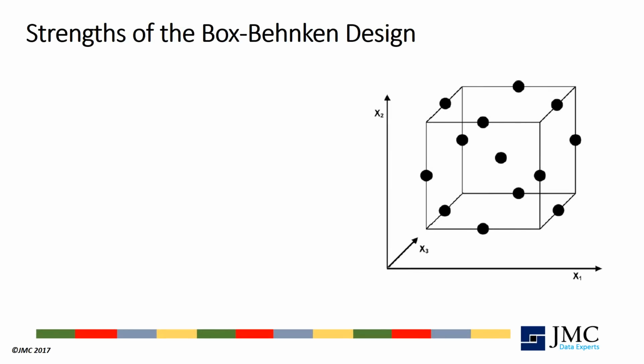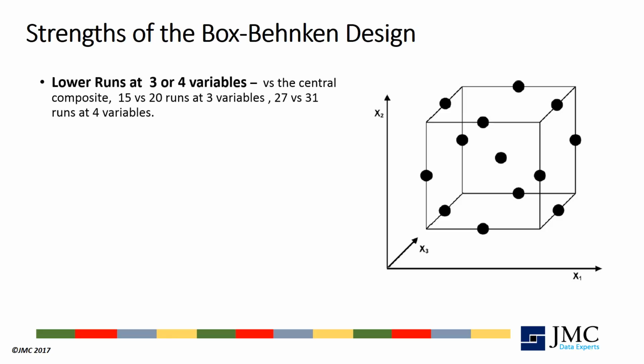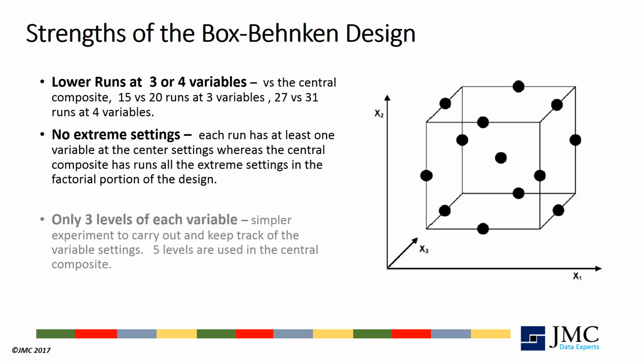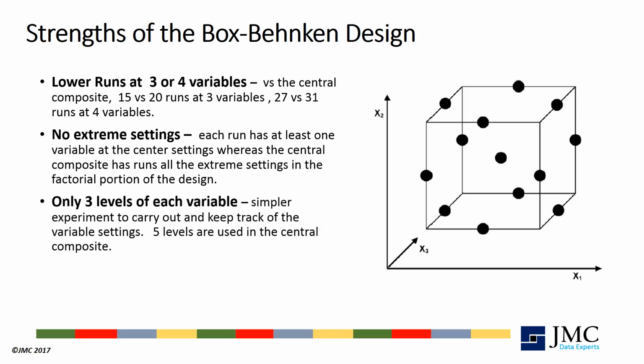Box-Behnken is another common response surface design. Its main advantage is fewer runs compared to the central composite. If there are 3 or 4 variables and run economy is important, Box-Behnken is a good choice. Secondly, as shown in the design space diagram, Box-Behnken avoids any extreme values in the design space. The corners and the axial points are not run as they are in the central composite. Finally, this design can be easier to carry out because there are only 3 levels of each variable to study.